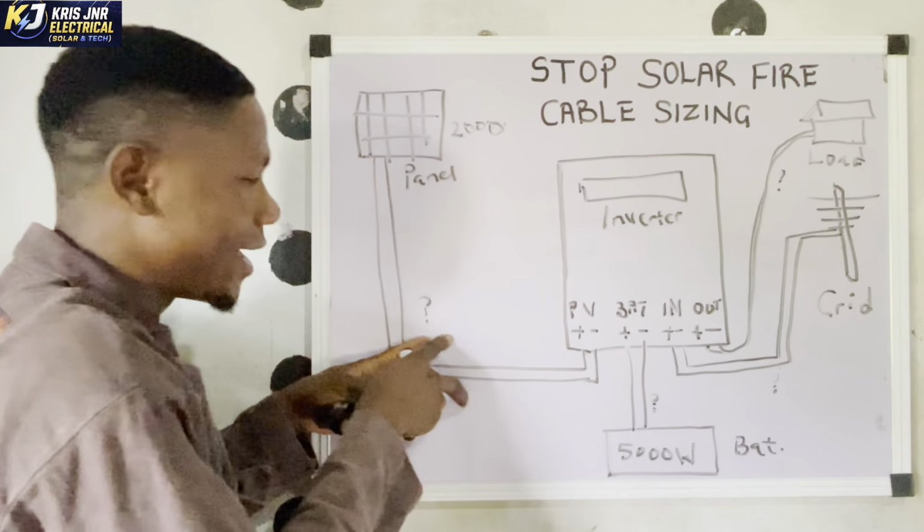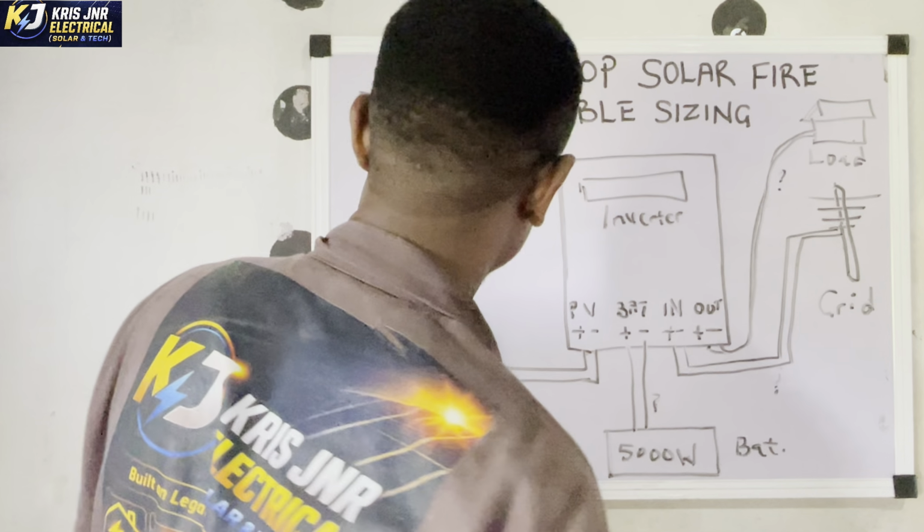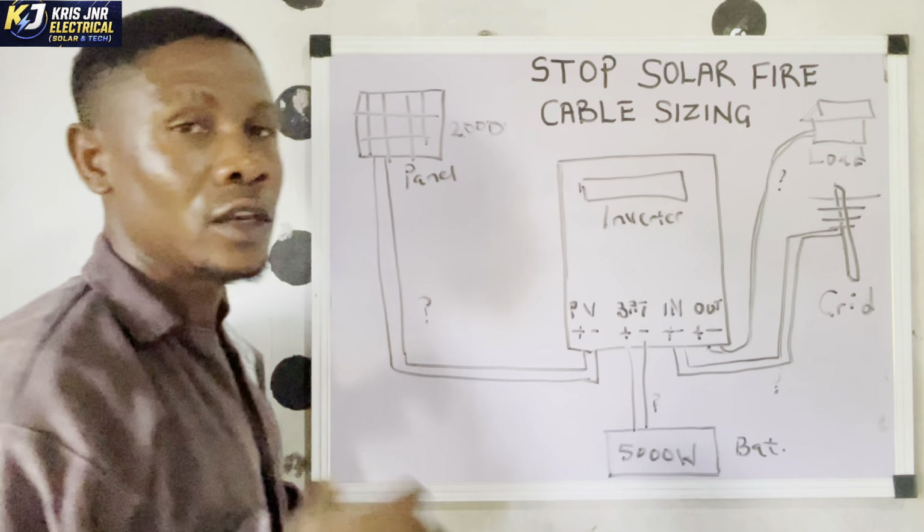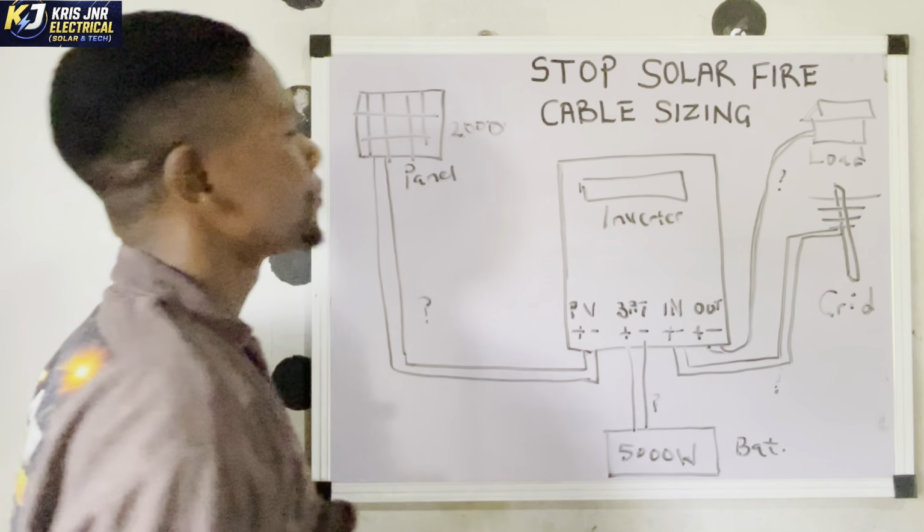They are different cables. There was one installation I did. I went to correct the installation. The installer used a 6 mm cable to connect a 10 kVA battery, which is very wrong. Okay, so that is fire. You are building a fire system. You are building a ticking time bomb.